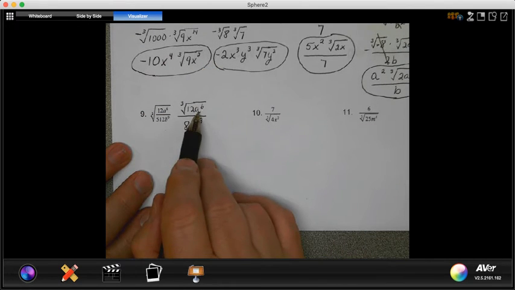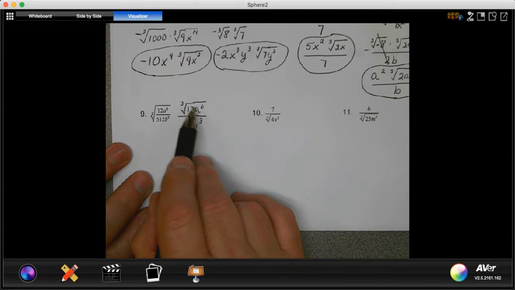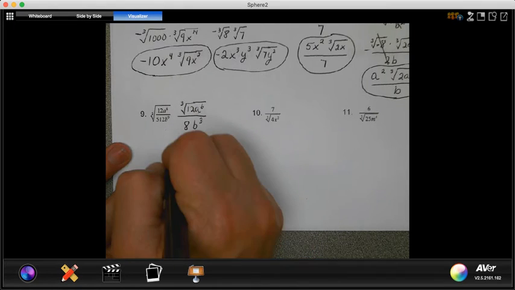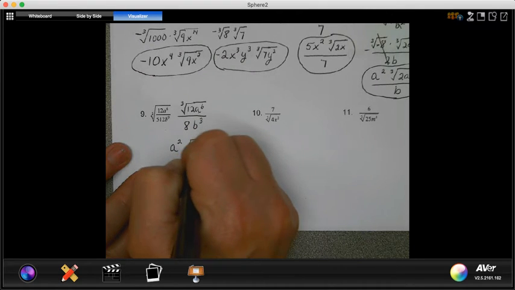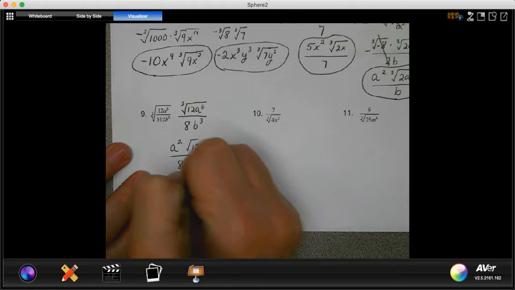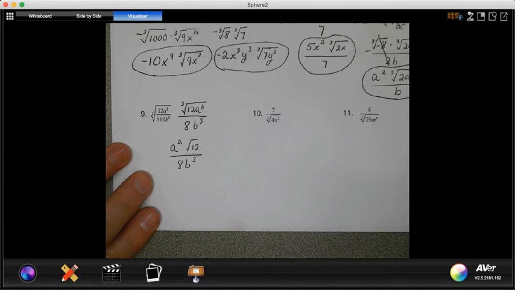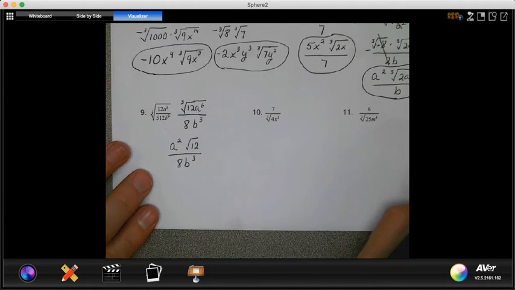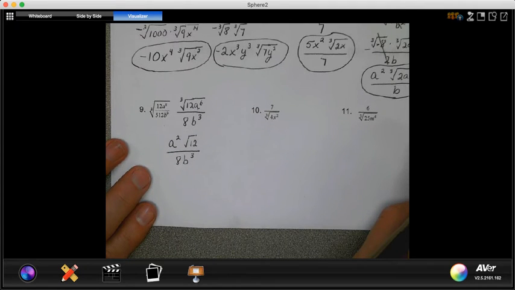Now I have the a I need to take care of. 3 goes into 6 2 times. So watch. You have an a squared and then cube root 12 over 8b cubed. It's awesome. Awesome, awesome, awesome.